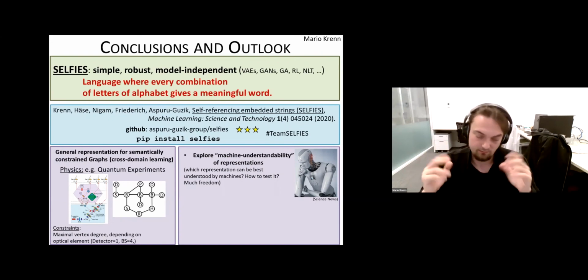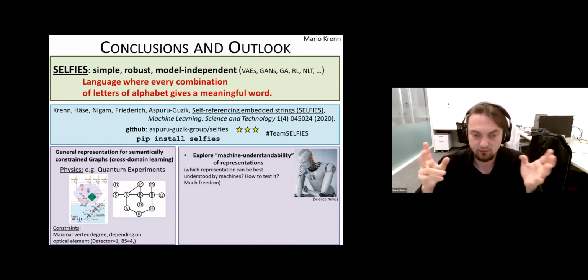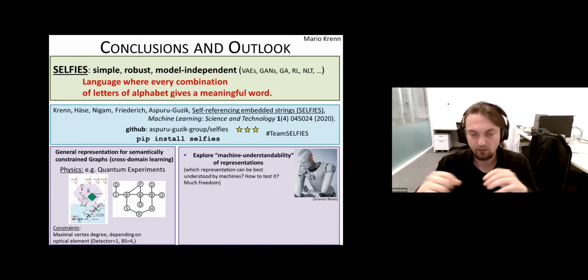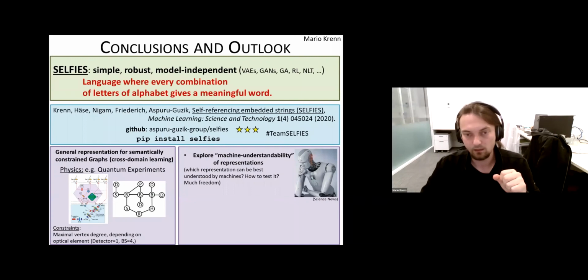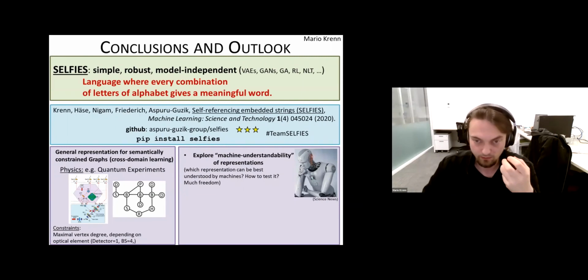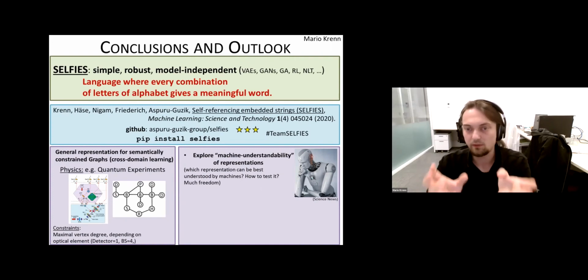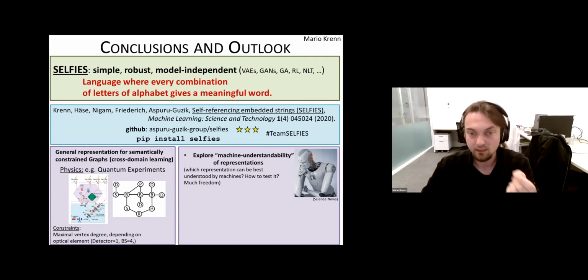I mentioned that theoretically, you can see it as a computer program, and in computer programs, you can write very complex code. So you have so much degree of freedom. If we have a way to think about what machine understandability means, we could potentially find much better representations.